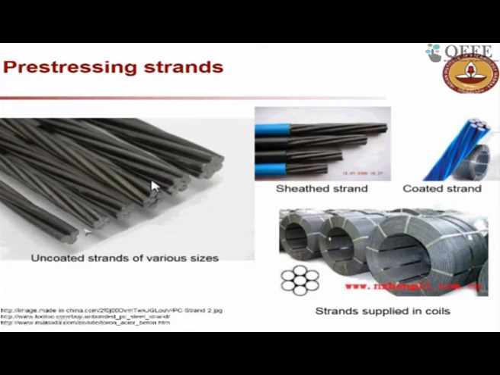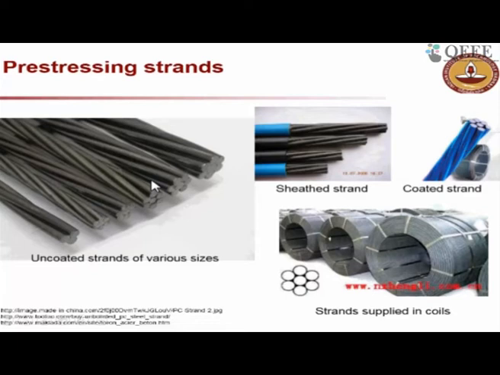The 3-wire strand is widely used in the construction of railway sleepers, and the 7-wire strands are mainly used in the construction of buildings and bridges. There are some ways of protecting these strands, like the mono strand, as we call it. It's a sheathed strand. You can see there is a grease coating here. In between the strand and the plastic sheathing you have grease, and this grease is supposed to protect the strand from corrosion.